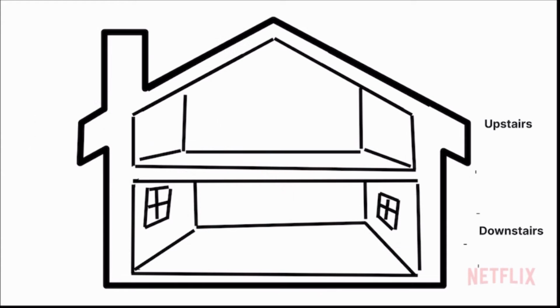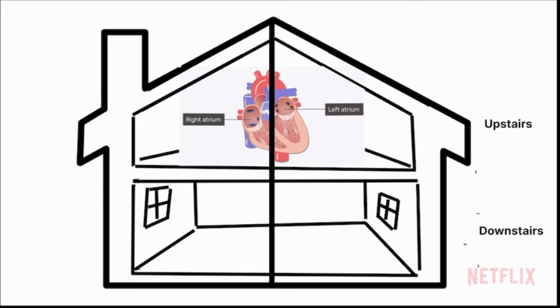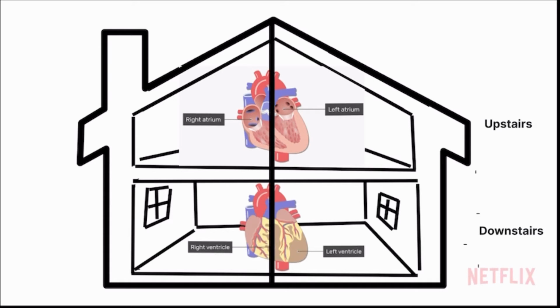Think of the heart like a two-story house with four rooms or chambers, separated by strong walls. That would be two atria upstairs and two ventricles downstairs. Blood is pumped through these chambers, aided by four heart valves that act like doorways.